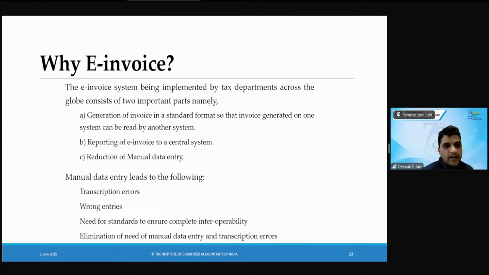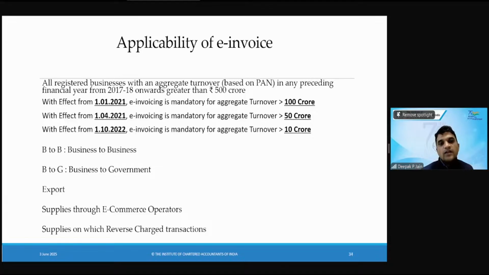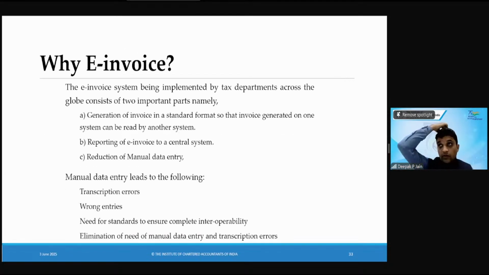The important aspect is that once you raise an e-invoice, you don't have to report it in the portal separately, because once you raise an e-invoice, the details are already there. That will get auto-populated on your GSTR1, and your e-way bill also will get updated.